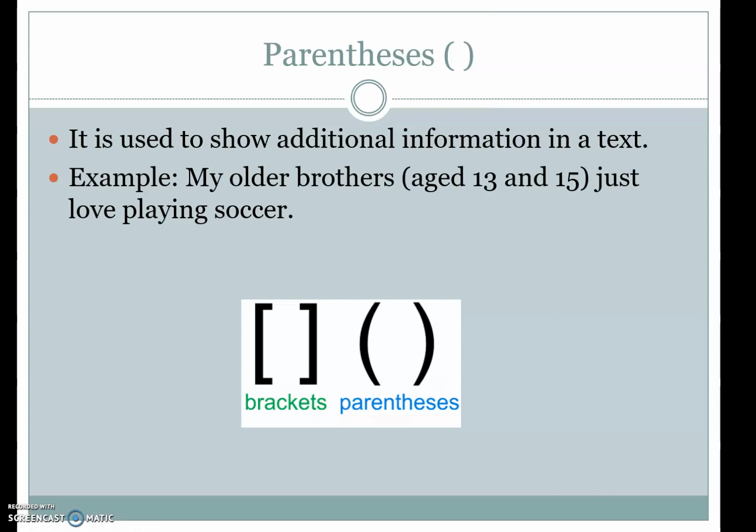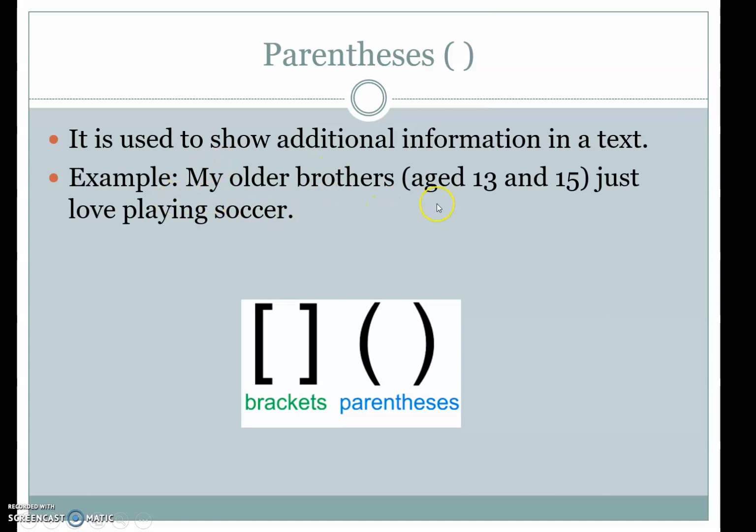Parentheses. Parentheses are the round brackets. So there are many different ways we use parentheses, but for this PowerPoint, I used the example that we use the most in English now in grade 4 and 5. So it is used to show additional information in a text, extra information.